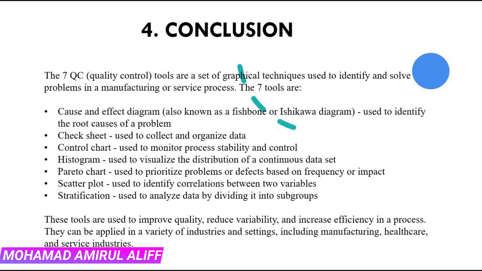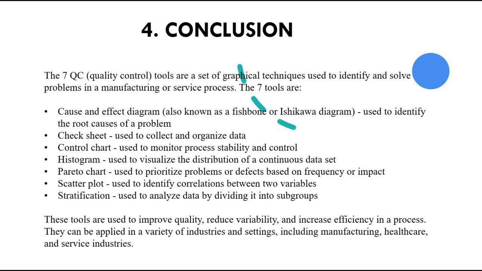For my part, I will explain the conclusion. The conclusion is we learned that the 7 QC quality control tools are a set of graphical techniques used to identify and solve problems in a manufacturing or service process. The 7 tools are: we learned the cause and effect diagram. It's also known as a fishbone or Ishikawa diagram. It is used to identify the root cause of a problem.